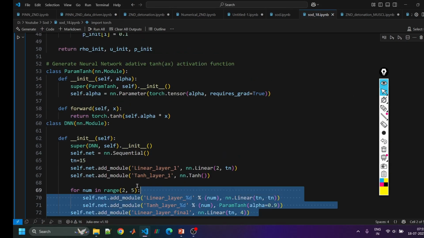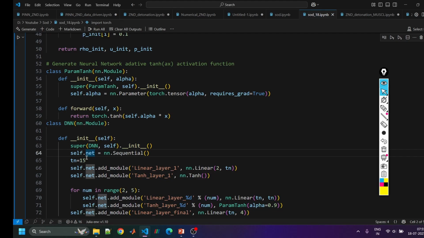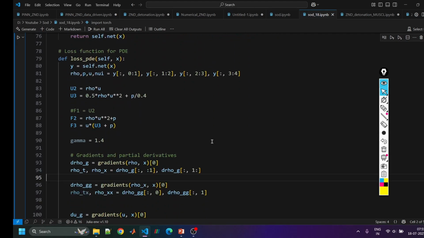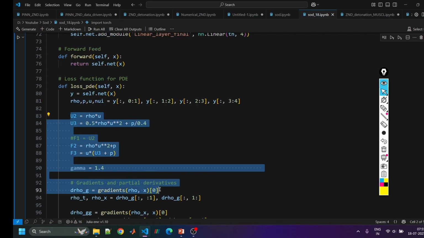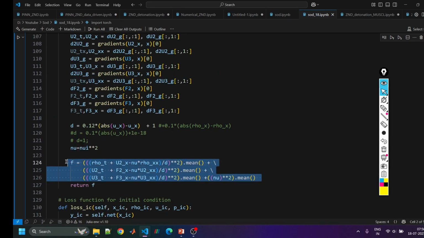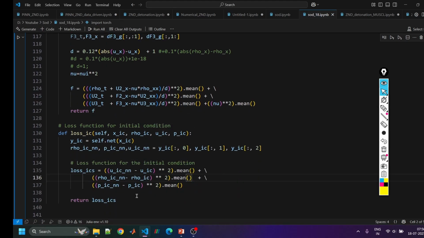And this is the neural network configuration that we have used. We just used 15 neurons and 5 layers. And this is the PDE loss. Here the neural network will write 4 outputs, that is rho, P, U and viscosity. These are the Euler equations, these are the residuals of the Euler equations. Here we also have one extra objective function, that is mu square, that we are minimizing to 0. And this is the initial condition loss.